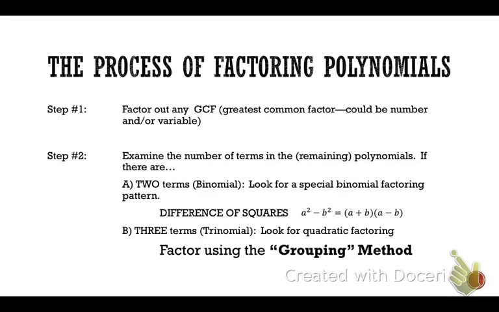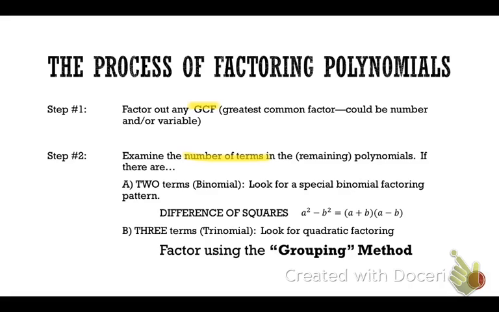All right, let's review the process of factoring polynomials that you learned in the last concept and then look at the next part that we're adding to it. So step 1, remember that what we're looking for is any greatest common factors, numbers or variables, that we can factor out of the polynomial. Then step 2, we're focusing on the number of terms in the polynomial or the remaining polynomial that we have, because the terms will tell us how to factor.